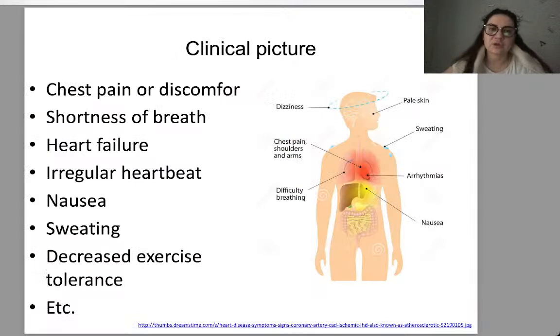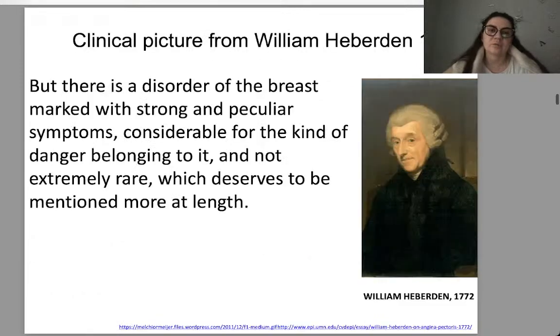Clinical picture of atherosclerosis of coronary insufficiency, and especially now we talk about chronic forms. First, it is chest pain or discomfort. It is shortness of breath, it is heart failure, it is irregular heartbeat, nausea, sweating, decreased exercise tolerance, etc. It is the main of them. And schematically on the picture you see that it can be dizziness, pale skin, sweating, arrhythmias, nausea, chest pain that irradiates to shoulder and arm, and difficult breathing.